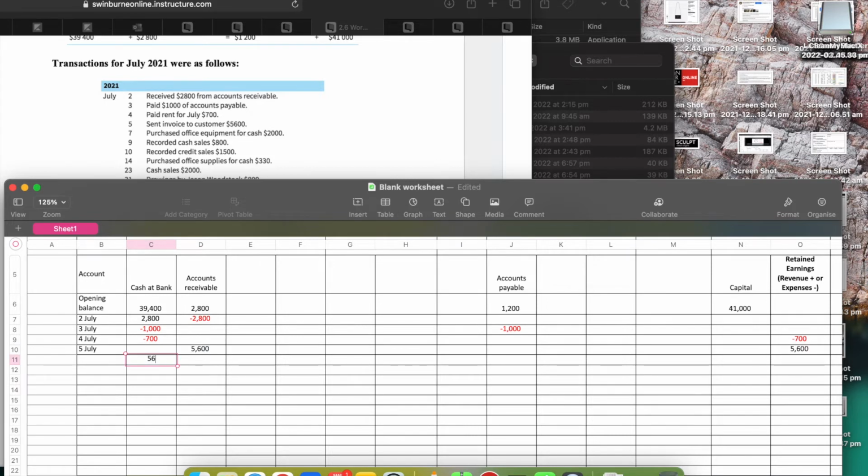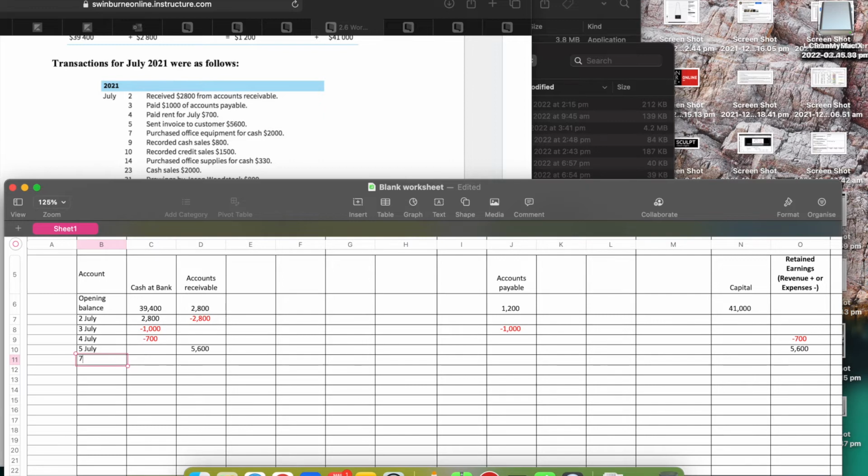We do 5,600 here because it's money coming in the door, and then we go negative 5,600. Oh, one too many zeros. So what you can see is that then crosses out our accounts receivable, and all we've got really left showing is our revenue coming in and the cash at bank coming in. So that means we've earned some money in our revenue and we've received the cash for it, okay? But we haven't done this transaction yet.